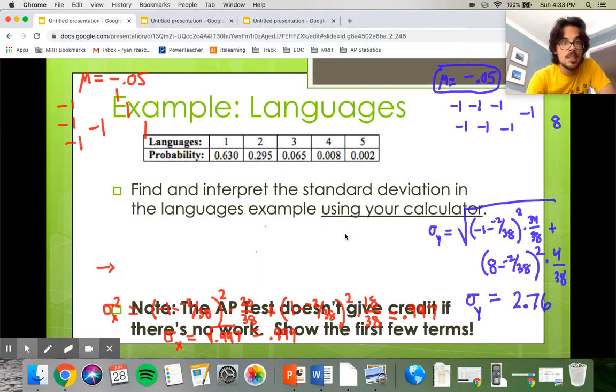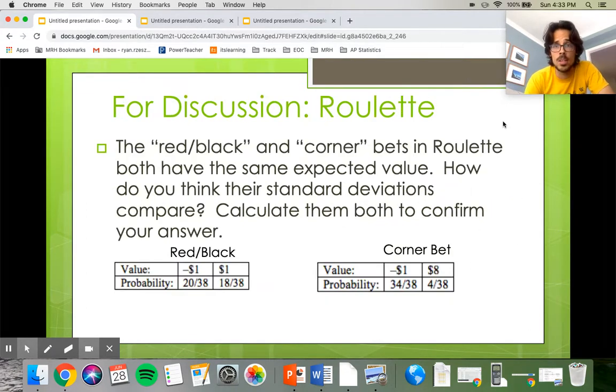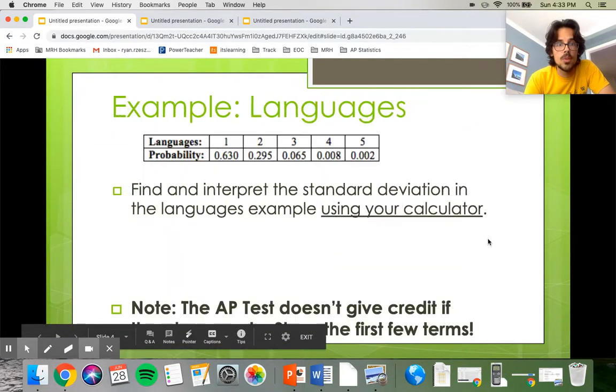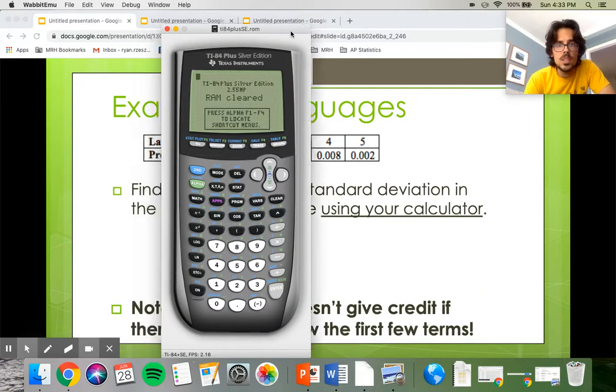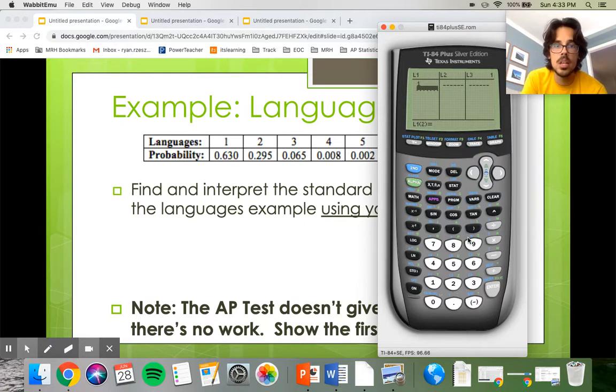So that is not very fun to calculate by hand. There is an easier way to calculate standard deviation just by using your calculator. If you have your calculators handy, or if not, just follow along right here. Really, our favorite menu on our calculator is the Stat Edit menu. And what I'm going to do is punch in the values right here.